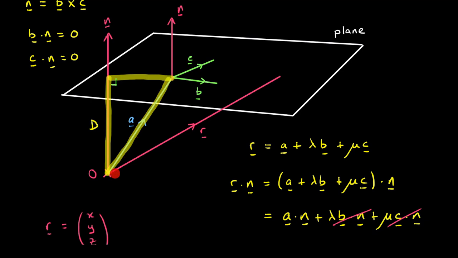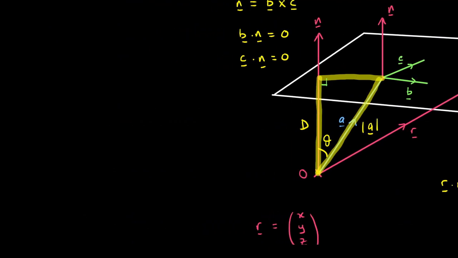Now, what's this distance here? That distance is the magnitude of A, isn't it? So I can call that the magnitude of A. And this angle here, which I'll call theta, is the angle between the vector A and the normal vector. Now, if I think about that very carefully, using trigonometry, I can say that D is going to be equal to the magnitude of A times the cosine of theta. That's just trig. Cosine is the adjacent over the hypotenuse. And so this distance here, the adjacent side, is equal to the hypotenuse, which is the magnitude of A, times the cosine of the angle theta.